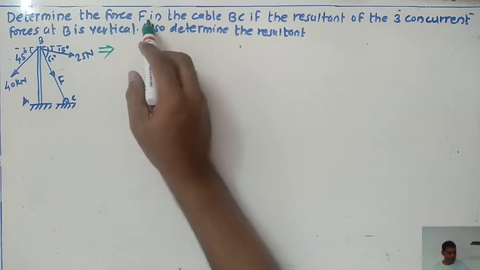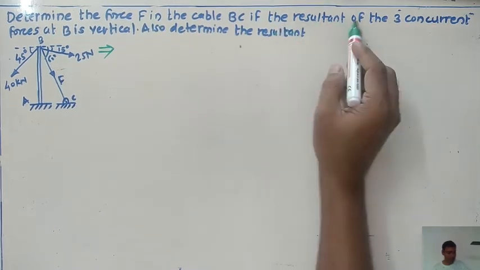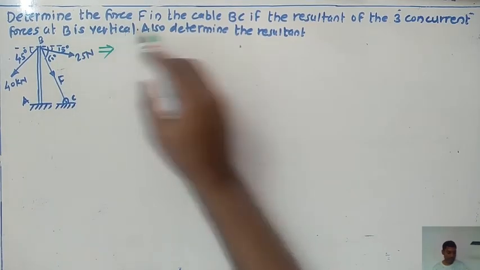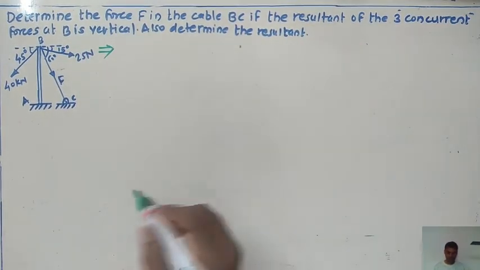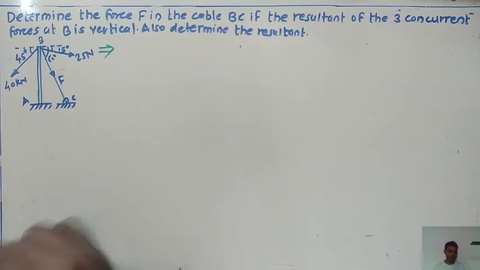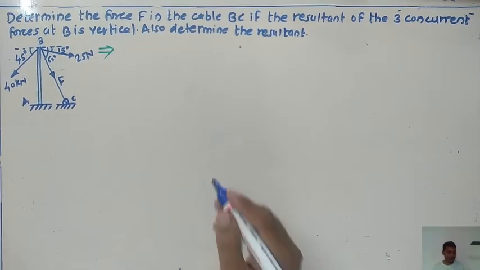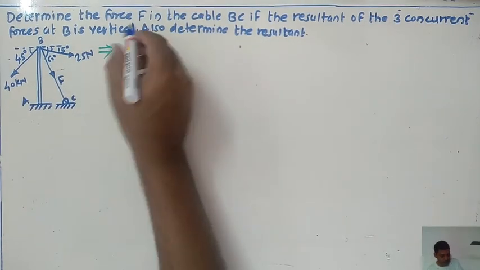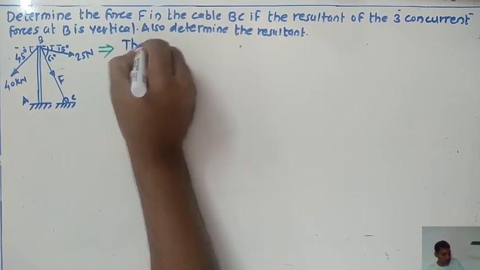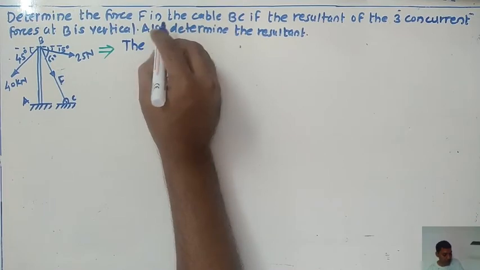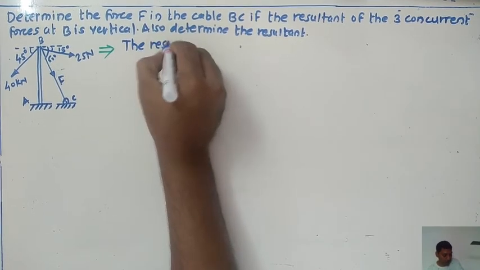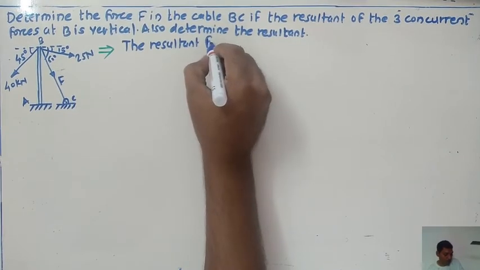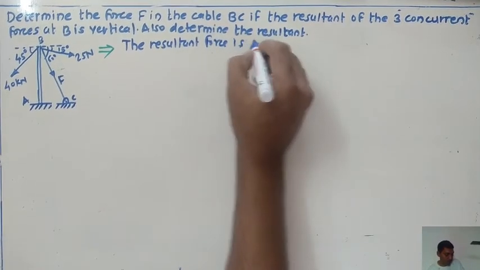Determine the force F in the cable if the resultant of the three concurrent forces at B is vertical. Also determine the resultant. Our aim is to find out the value for the force F as well as the resultant R. Important information is given here: the resultant force is vertical.